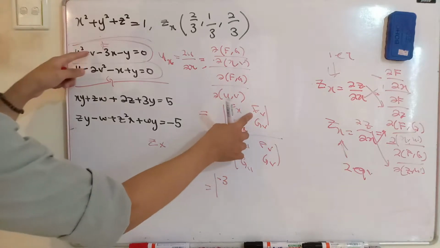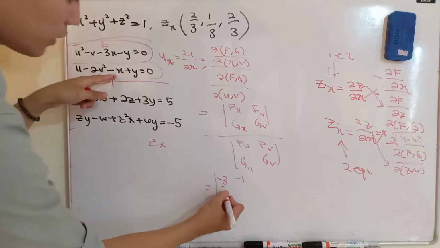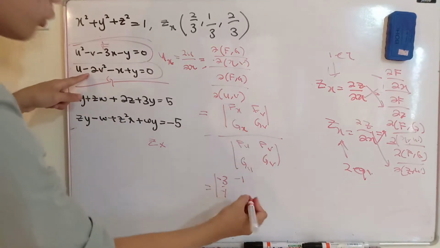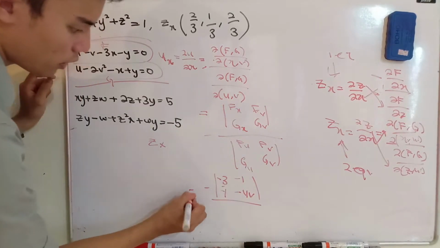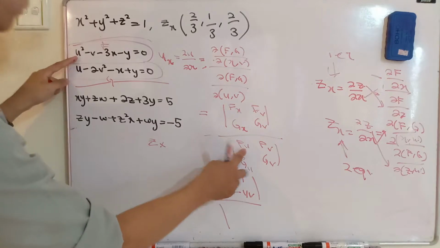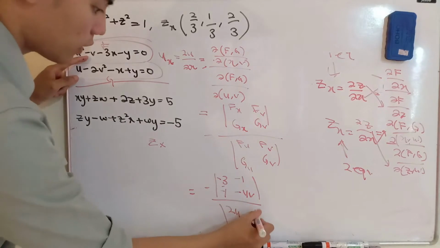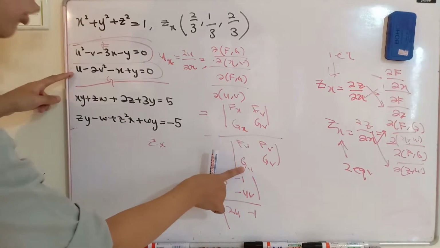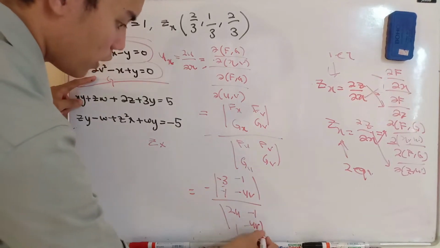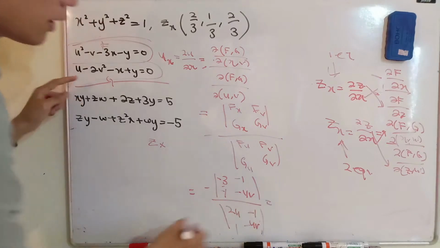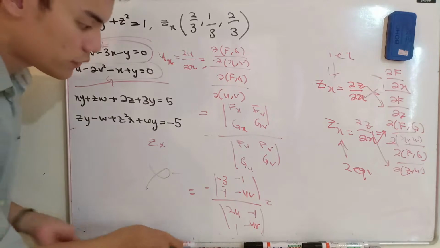And then f v is negative 1, g v is negative 4v, then f u is 2u, f v is negative 1, g u is 1, and g v is negative 4v. After you got this one, you need to use the fish method.